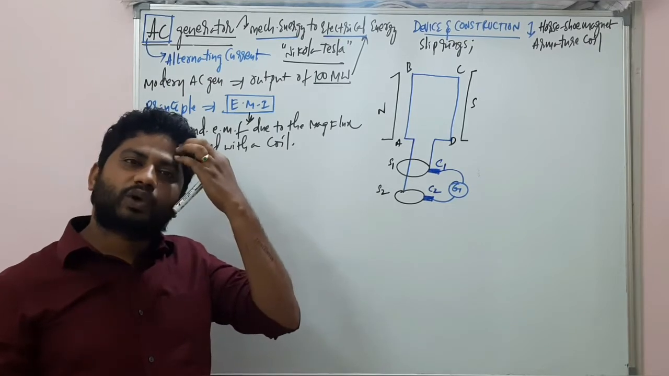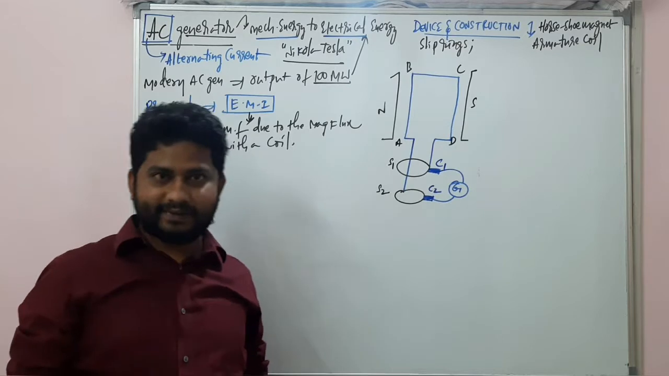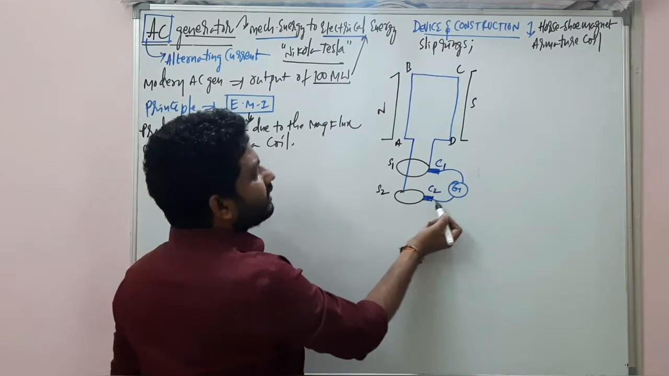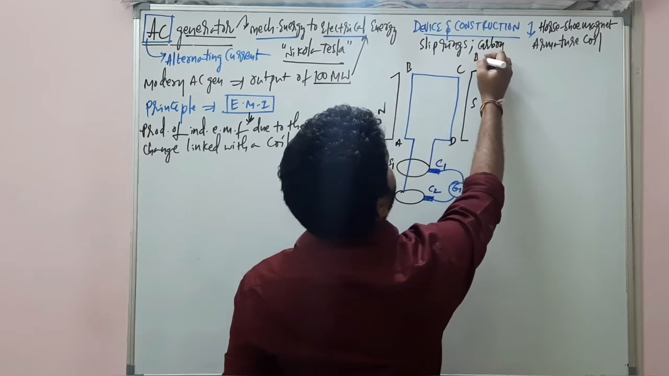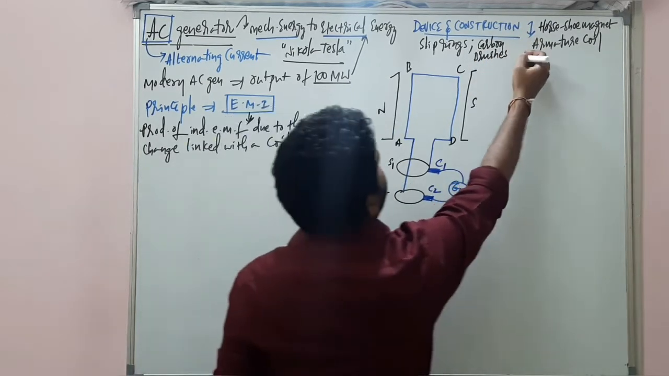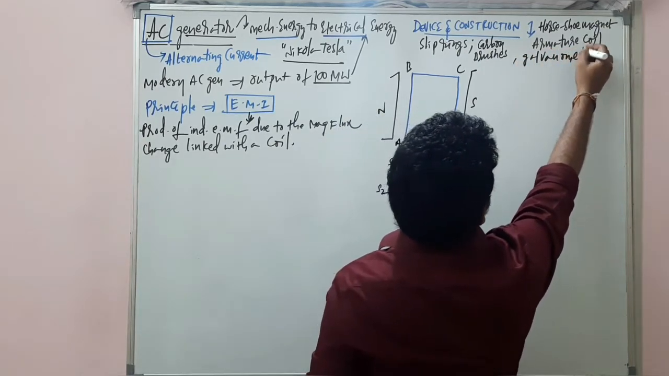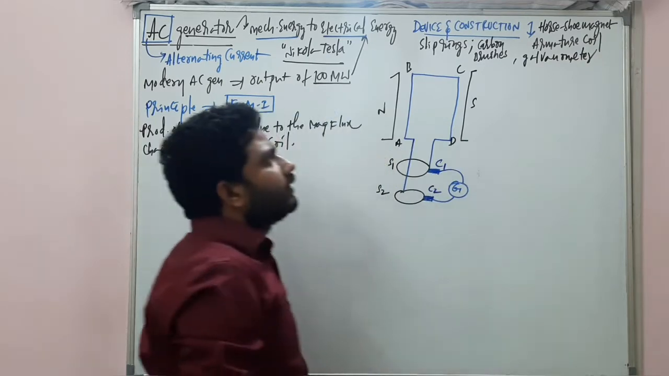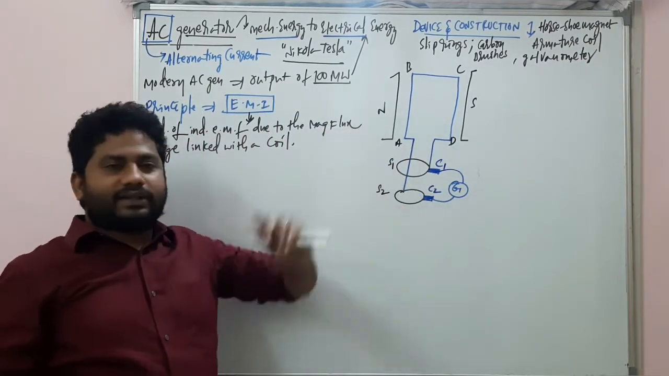Wherever there is the concept of alternating current, there is the presence of slip rings, and these are the carbon brushes, right? Carbon brushes and the galvanometer. That's it. These are the things present in this construction.